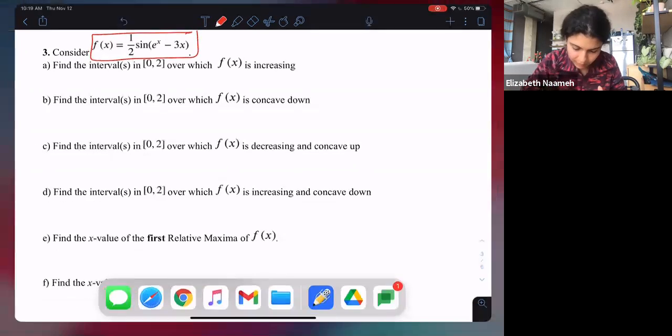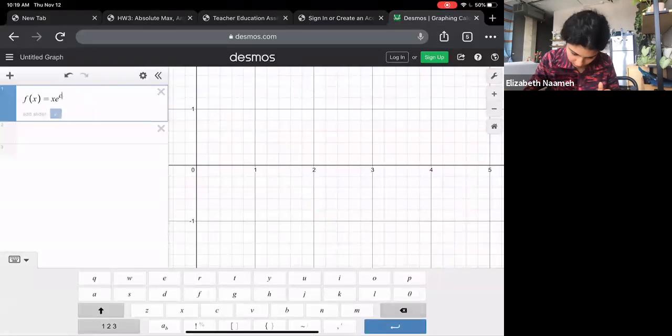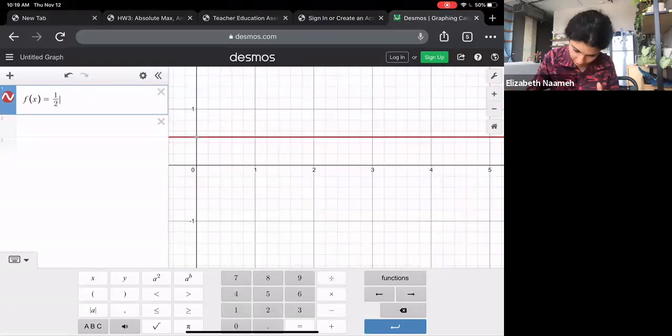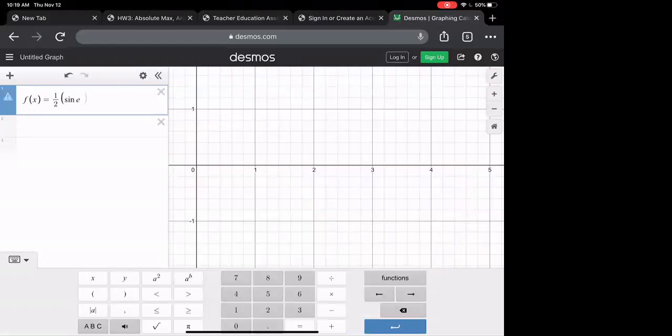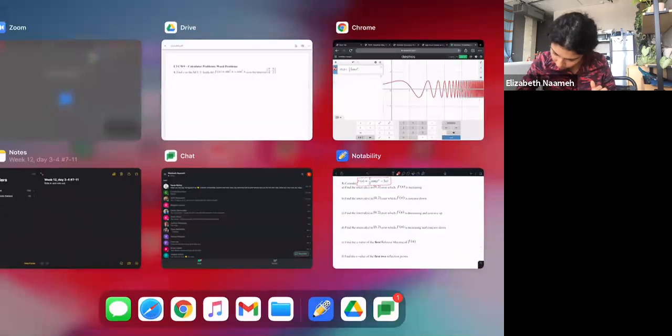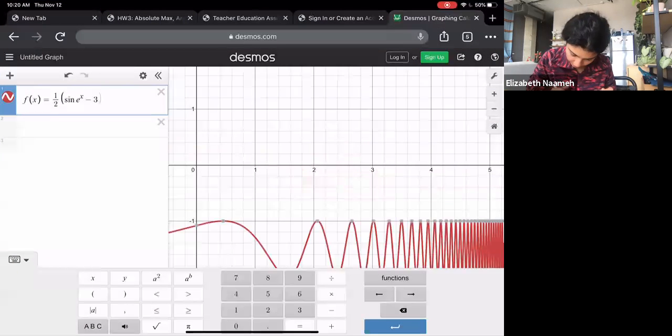1/2 sine e to the x minus 3x. Can somebody read it to me one more time? 1/2 sine e to the x. Okay, 1/2, right arrow, parentheses, sine of e, hit the AB button, to the x, and then close parentheses. No, minus 3x. Okay, the right arrow to come down, then minus 3x.